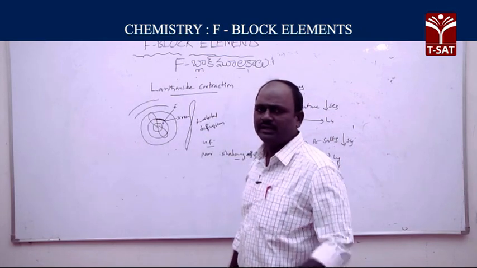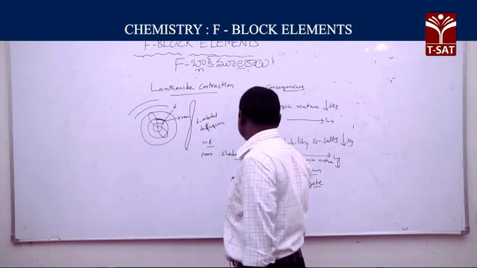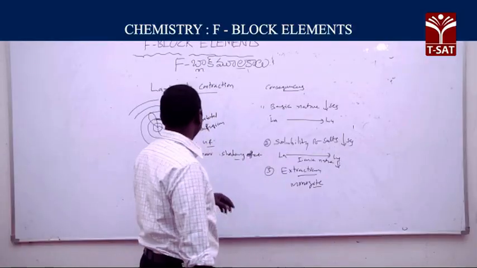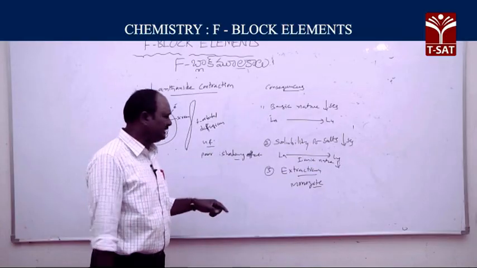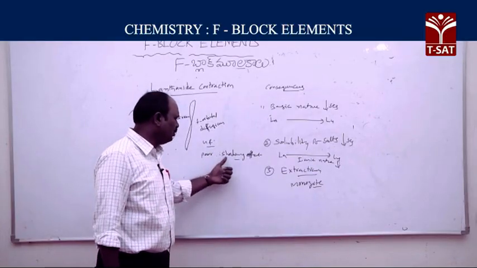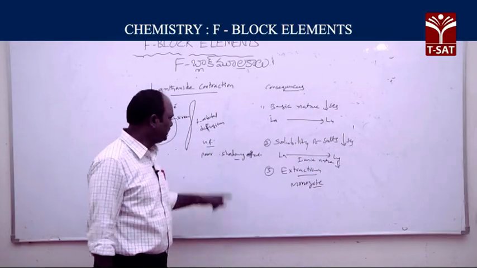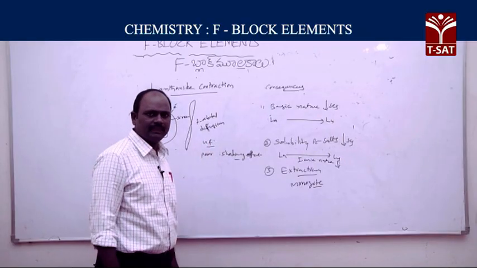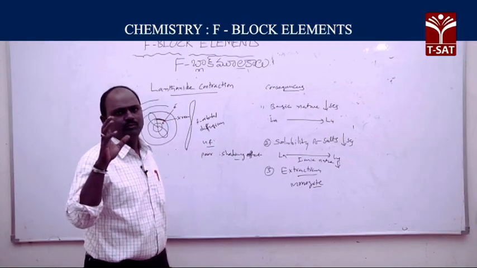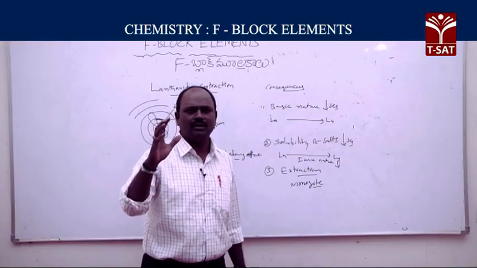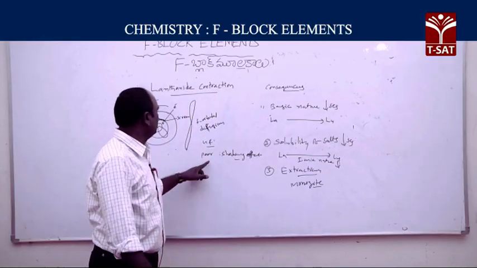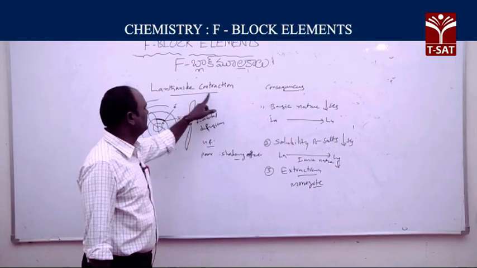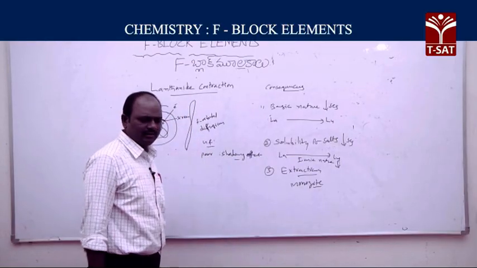Lanthanide contraction. What is the lanthanide contraction? First, to understand the lanthanide contraction: lanthanide contraction is only due to the poor shielding effect of the f orbitals. Remember, poor shielding effect of the 4f orbitals. Due to that reason only, lanthanide contraction is taking place.